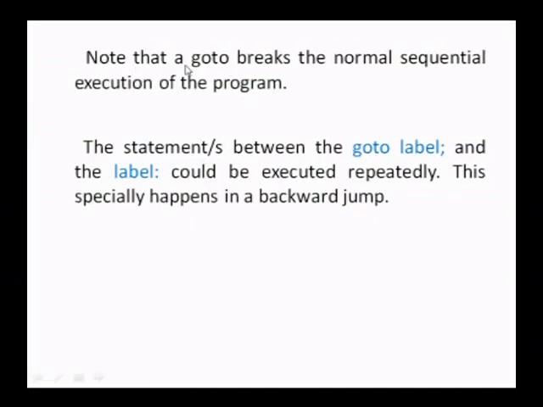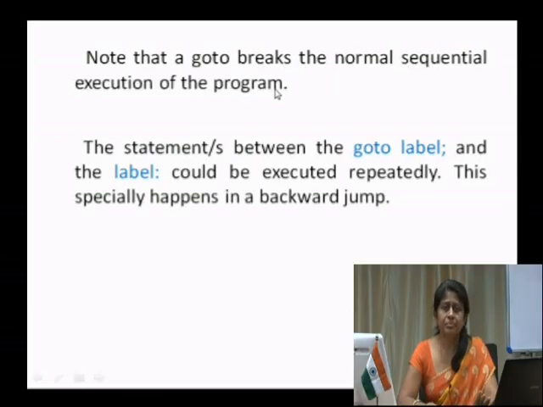And also note that a goto breaks the normal sequential execution of the program. So, what is the meaning of normal sequential execution? Normal sequential execution is the straight line sequencing, that is one statement after the other statement, simply executing in a straight line manner. But here when we use a goto statement, this normal sequential execution of the program would not take place. The statement or the statements between the goto and the label could be executed repeatedly, and this happens especially in case of the backward jump.